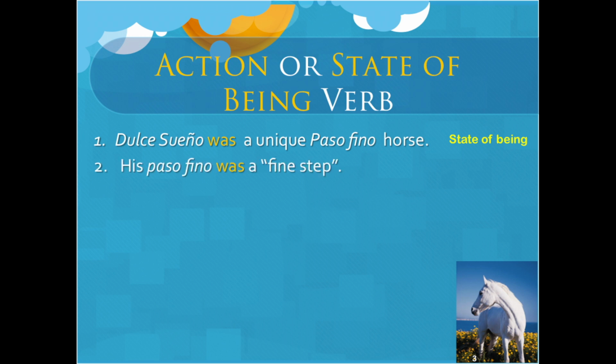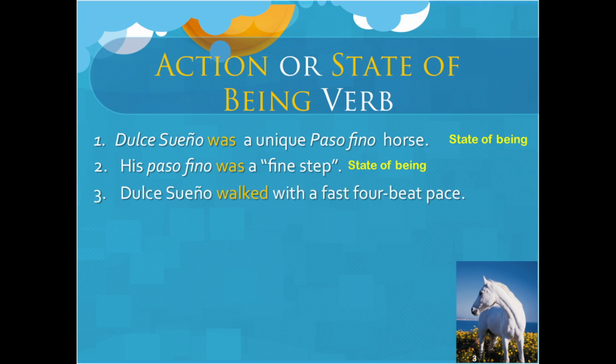Correct. Number 2. His paso fino was a fine step. The verb is was, and it's also a state of being verb because it links fine step to paso fino. Good. Okay, let's see. Number 3. Dulce Sueño walked with a fast 4-beat pace. The verb is walked. Walked is the past tense of a what? Of an action verb. That's the answer.